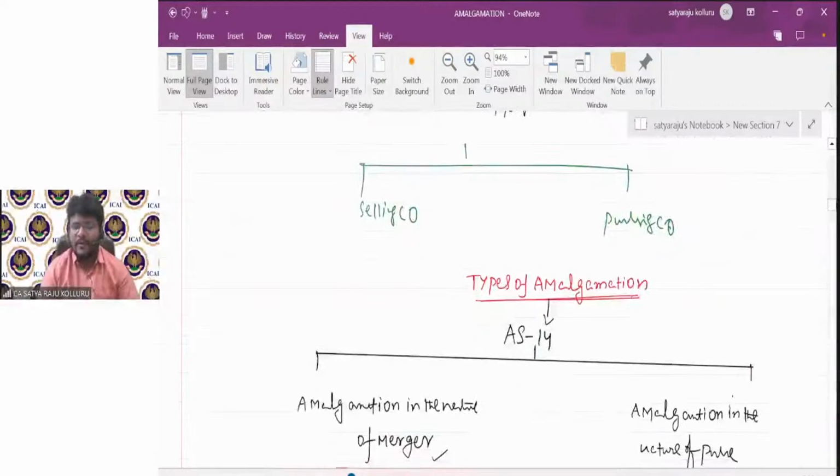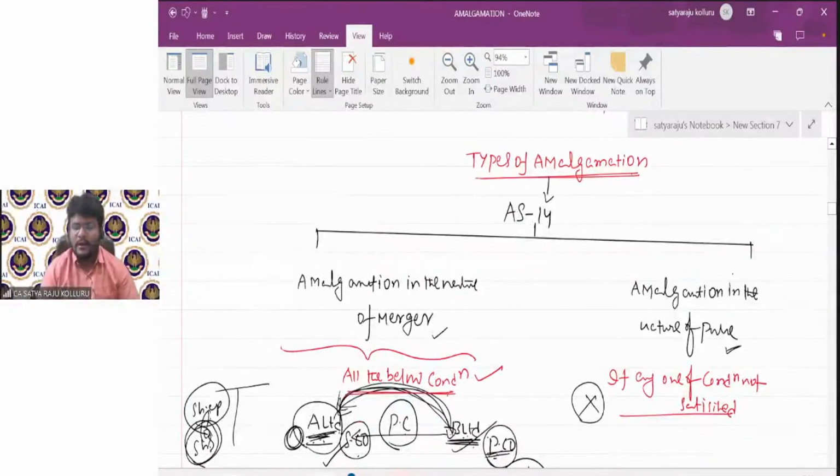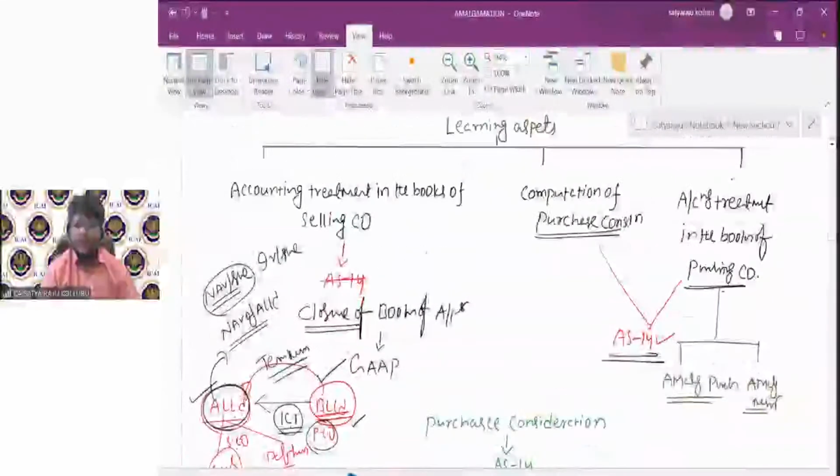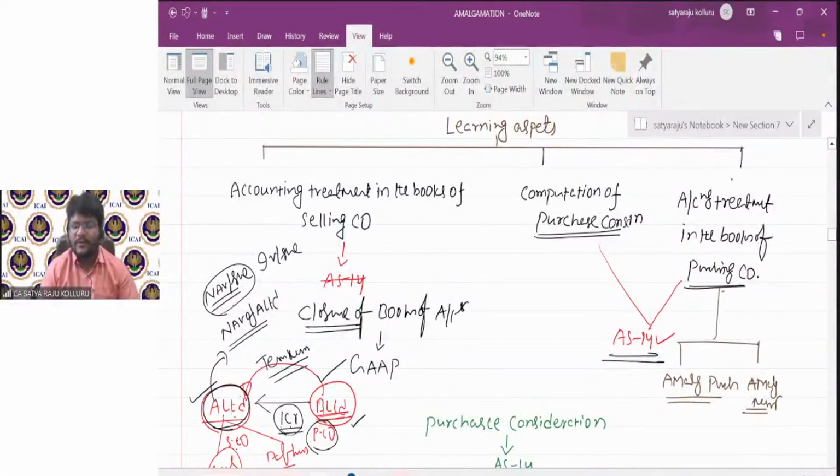Sir, in this chapter, we are totally dealing with three different concepts: accounting treatment in the books of the selling company, the calculation of purchase consideration, and accounting treatment in the books of the purchasing company. Out of the three aspects, for providing accounting treatment in the books of the selling company, AS 14 is not applicable. We apply generally accepted accounting principles to close the books of the selling company.